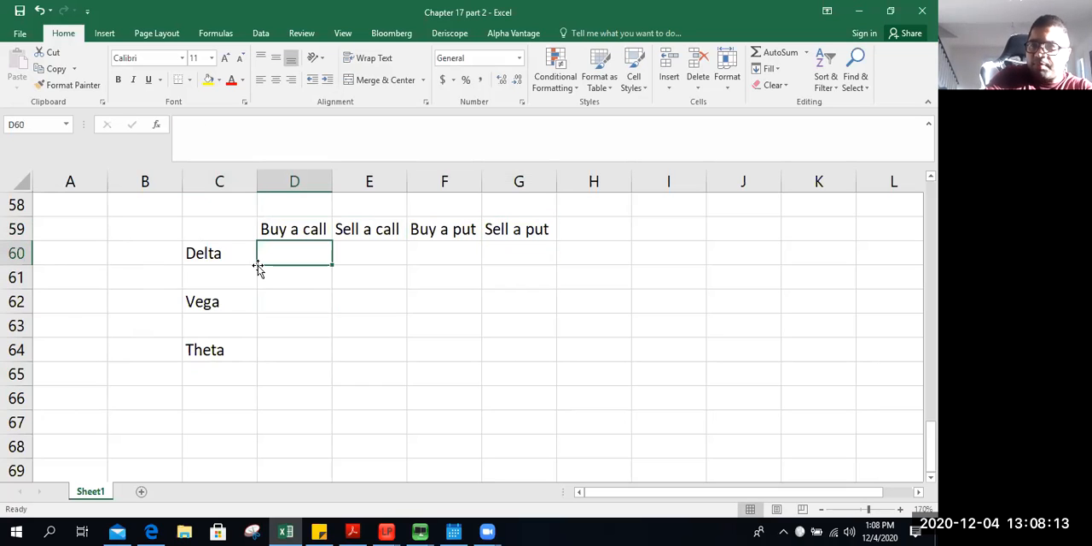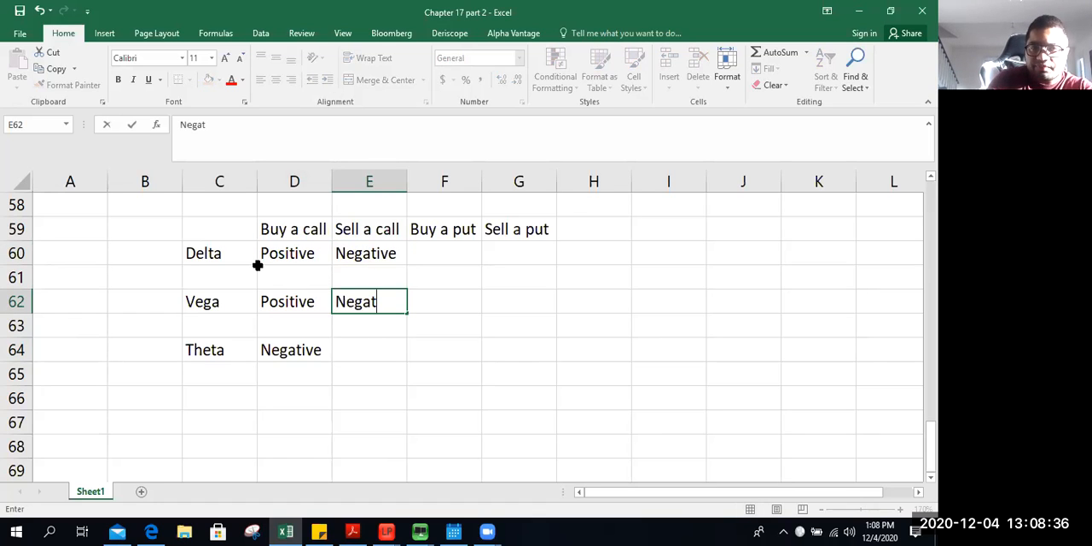So delta for buying a call is positive. Okay, vega for buying a call is positive. Theta is negative. Selling a call, delta becomes negative. Vega becomes negative. Okay, and theta is positive.